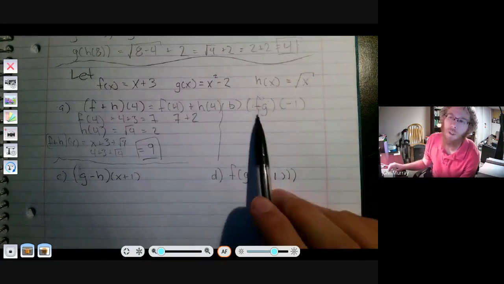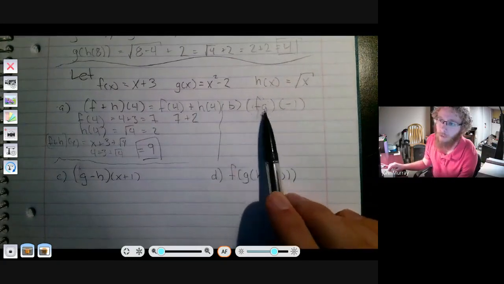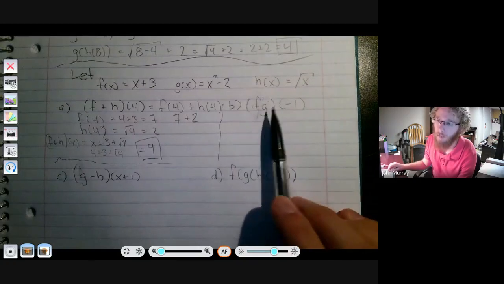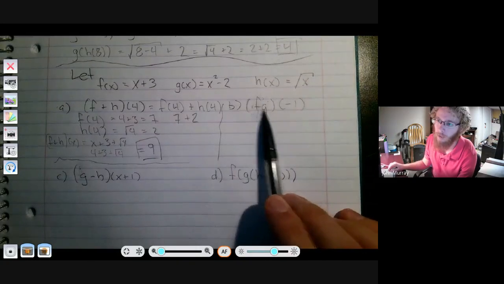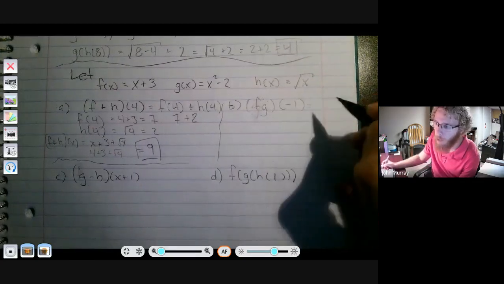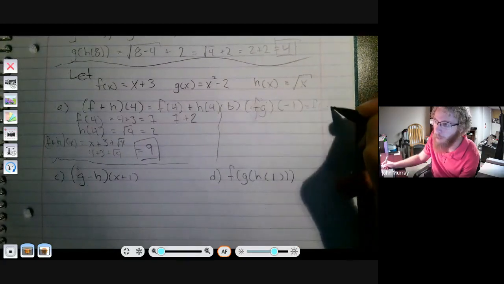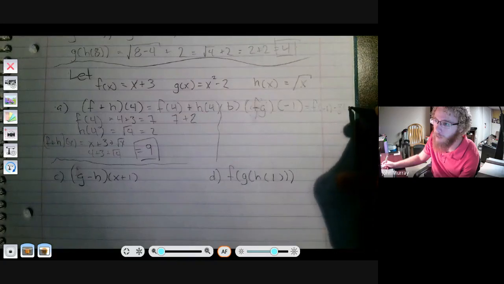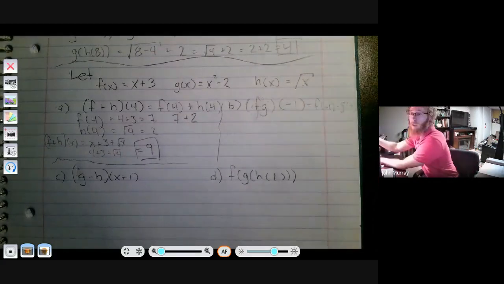Okay, I'm going to do a similar setup for this. So f times g, be careful, if you don't see anything, that means multiplication, of -1. Again, I'm going to just rewrite this, f of -1 times g of -1.